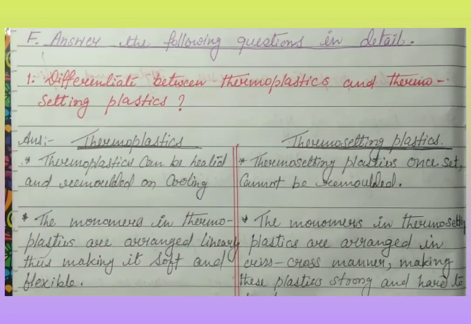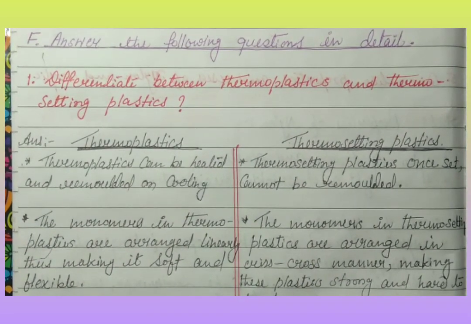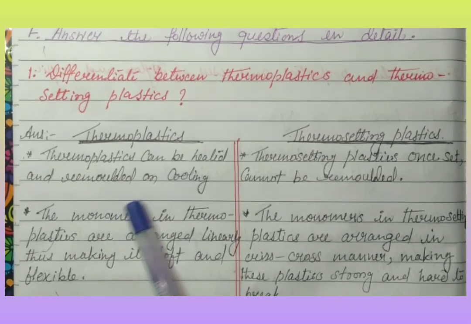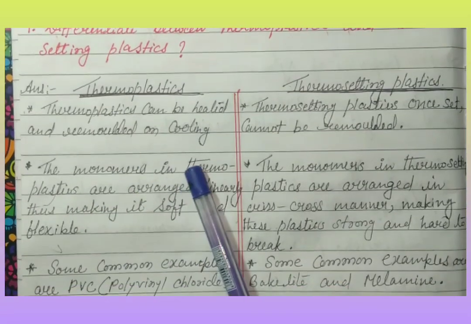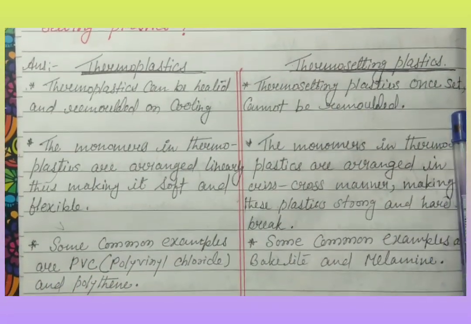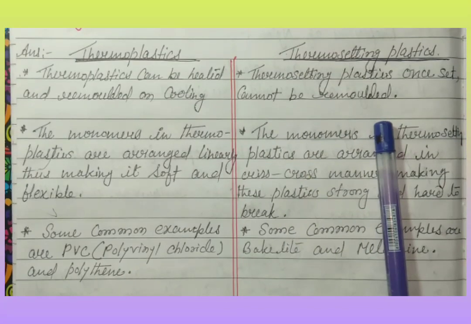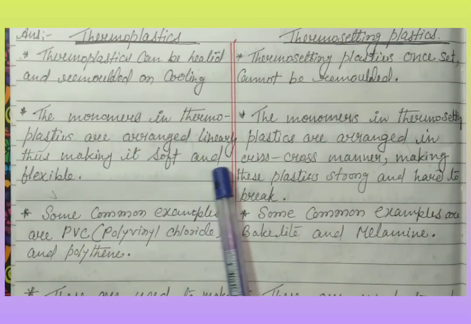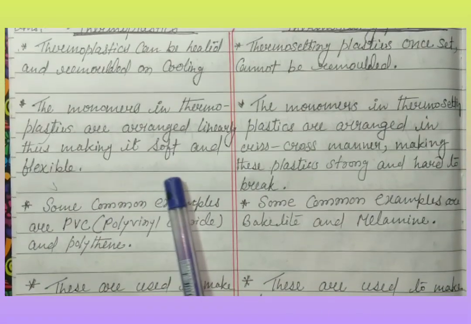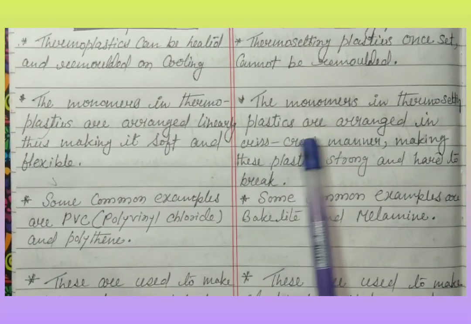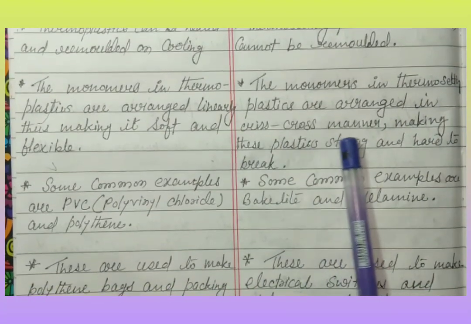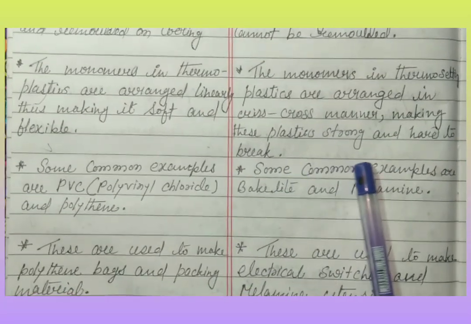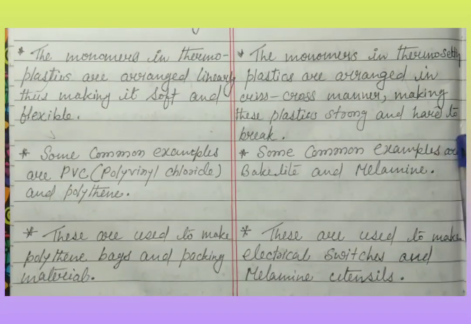Answer the following questions in detail. Differentiate between thermoplastics and thermosetting plastics. Thermoplastics can be heated and remolded on cooling. Thermosetting plastics, once set, cannot be remolded. The monomers in thermoplastics are arranged linearly, thus making them soft and flexible. The monomers in thermosetting plastics are arranged in a crisscross manner, making this plastic strong and hard to break.